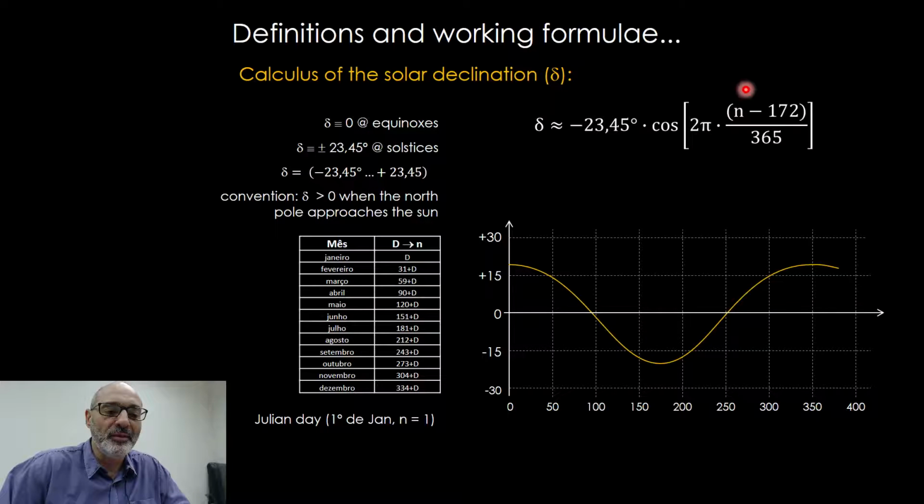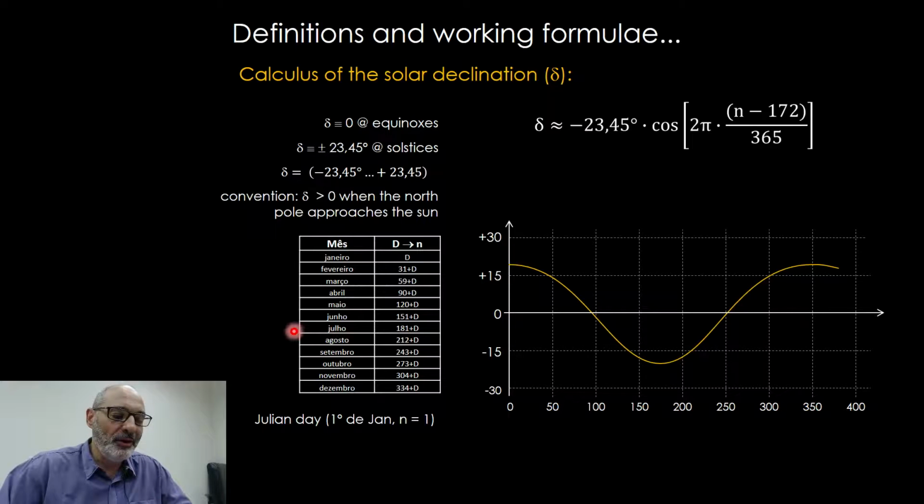The only observation here, this is an important point. The variable that we're going to use to describe the day of the year is going to be this parameter here, n, which runs from 1 to 365. It's what we call a Julian day, okay? The Julian day on January 1st is n equals 1, then it goes to 365, okay?